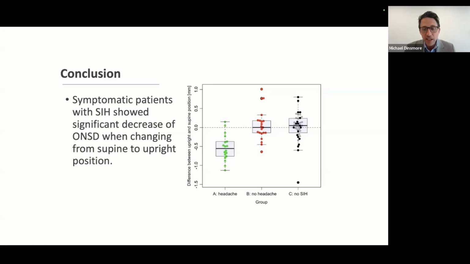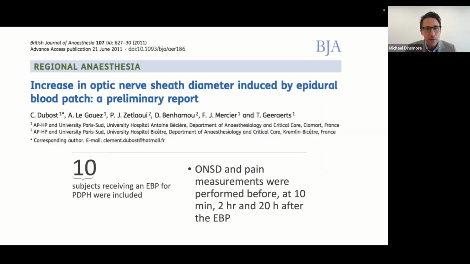Which is interesting because we can use this as a good segue into another paper that used this to monitor the success of an epidural blood patch. Although this study, I have to say, is only 10 subjects and has some issues, the idea behind it is quite good.